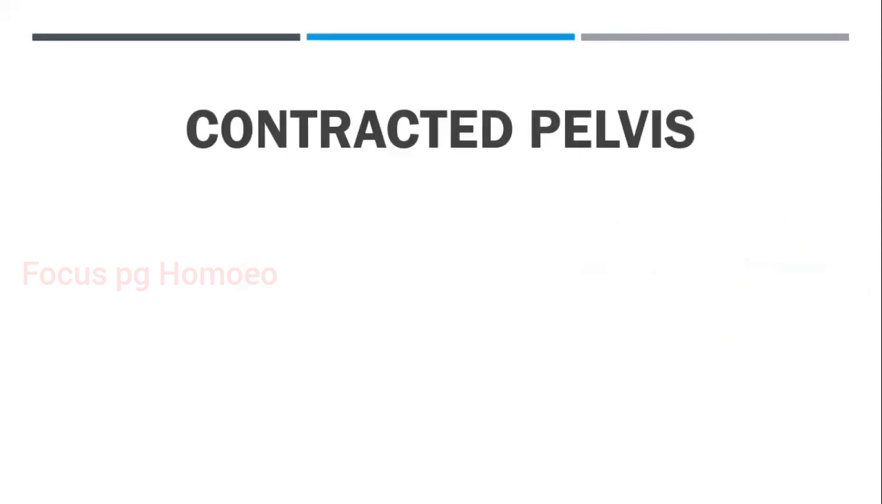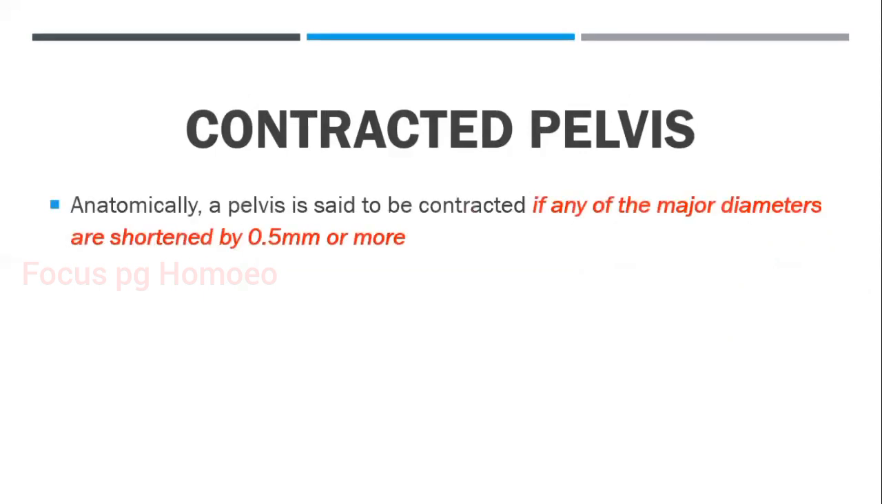Next, contracted pelvis. So what is a contracted pelvis? Anatomically, a pelvis is said to be contracted if any of the major diameters, that is the AP diameter or transverse diameter, is shortened by 0.5 cm or more. So this is the value anatomically if we have to describe a contracted pelvis.